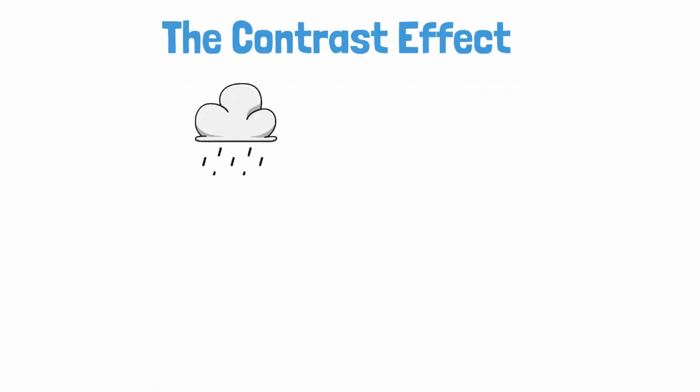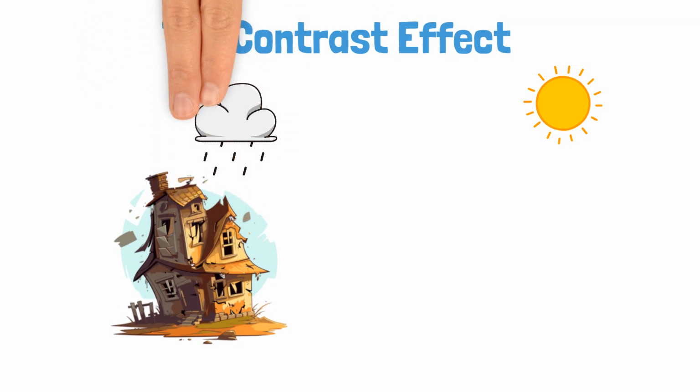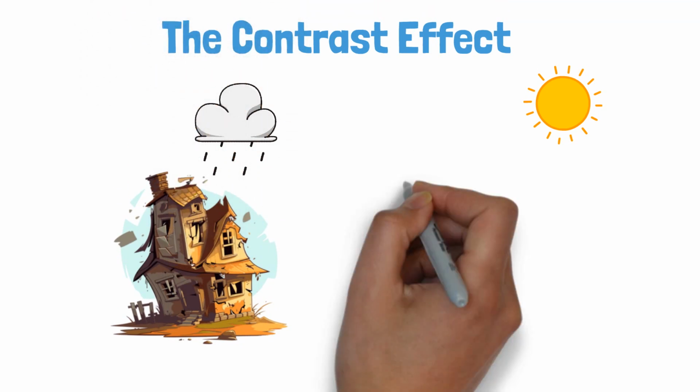The contrast effect. The contrast effect is when your judgment of something is influenced by something else you've seen recently. For instance, a realtor showing you a terrible house before showing you the one they want to sell, making the second house seem better in comparison.